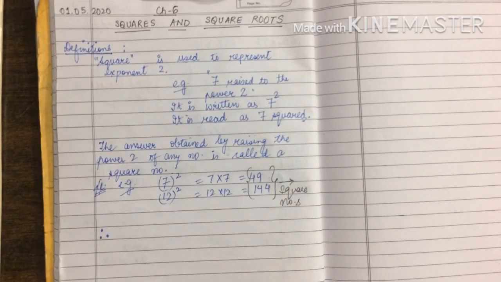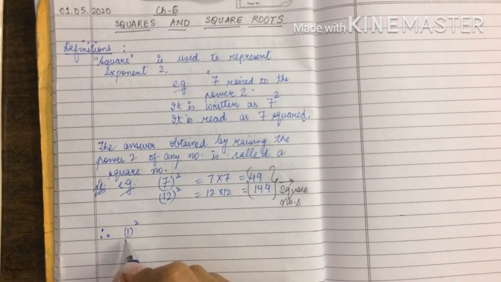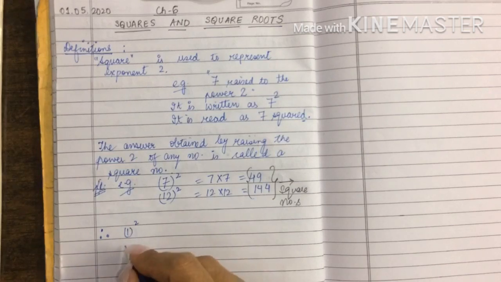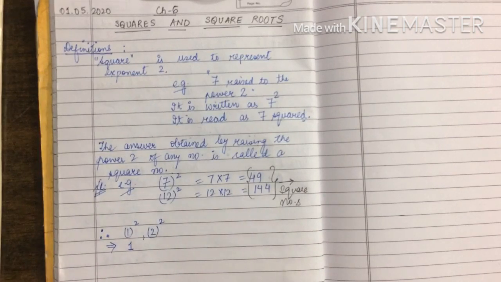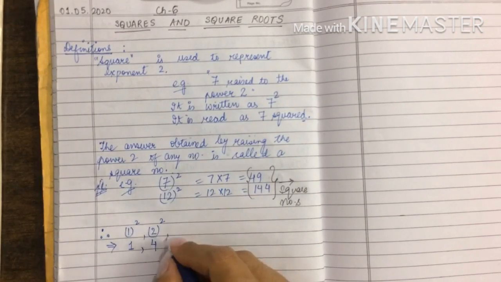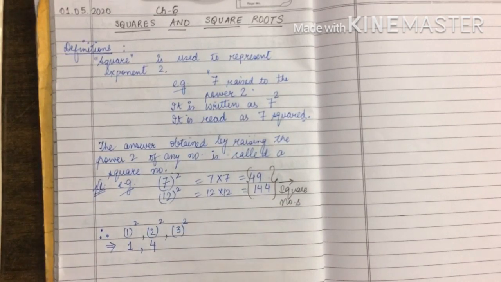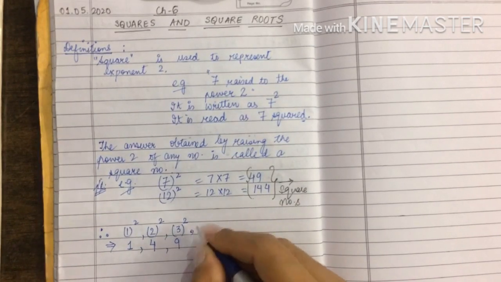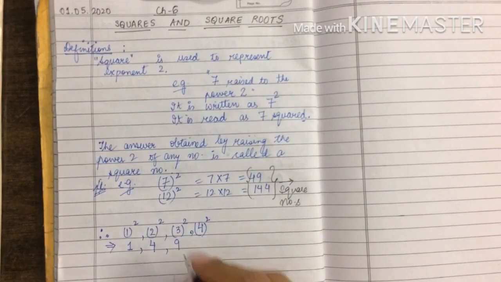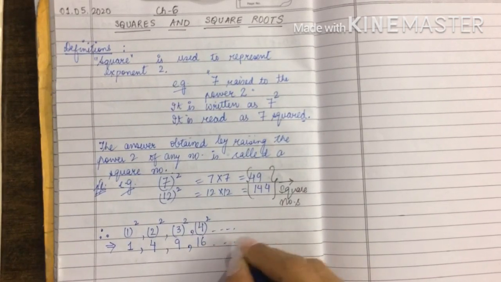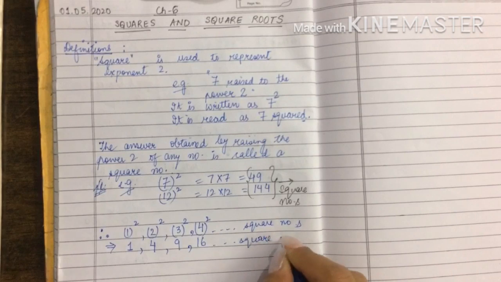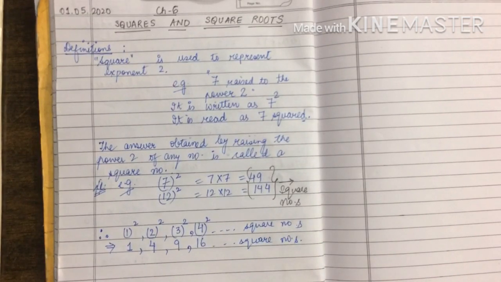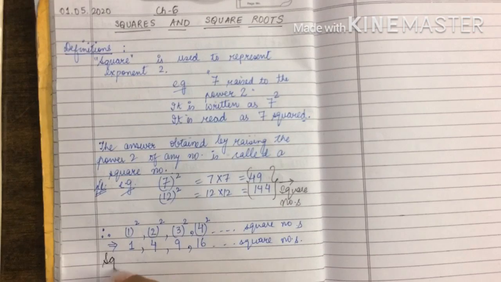Therefore, 1 square. I'm starting with the natural numbers, the counting numbers. The first number is 1. If you write its square, it will be 1. Next is 2. Squaring 2, you will get 4. The next number is 3. Squaring 3, you will get 9, 3 into 3. Next number is 4. The square of 4, 4 into 4, will be 16. These are square numbers, and these are also called perfect squares.